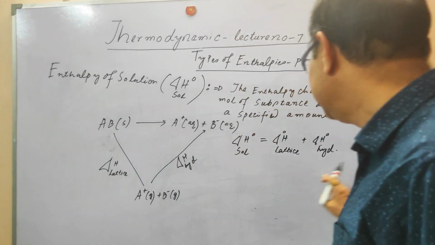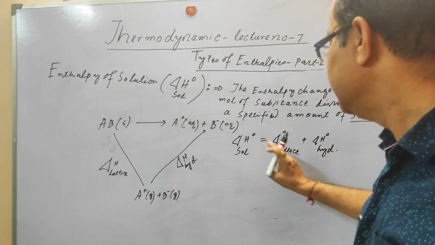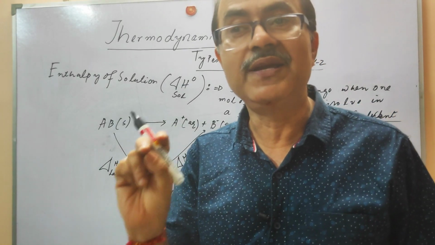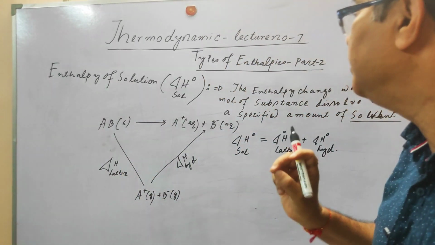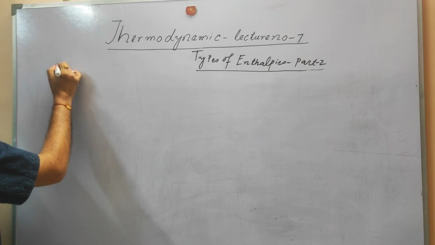So here you can see there are two things going to happen for the enthalpy of solution, that is, lattice enthalpy and hydration enthalpy. Now we are going to discuss what lattice enthalpy is and how we calculate it.